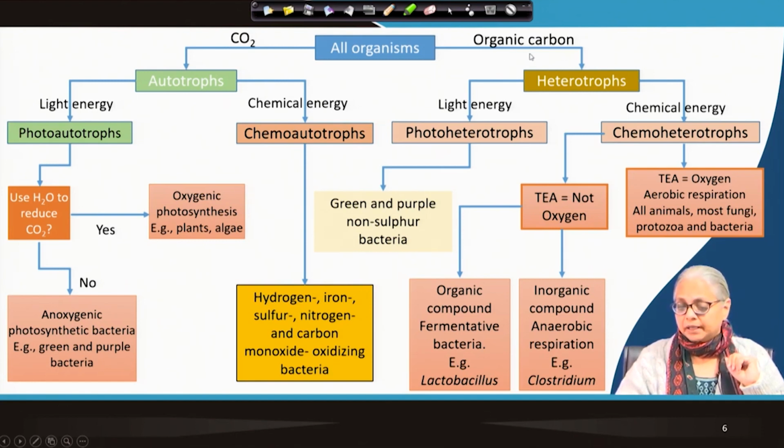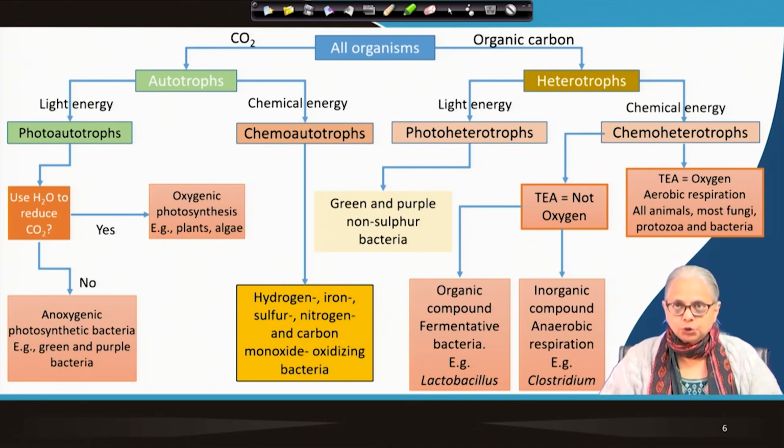Here we come to organic carbon. So here we have the heterotrophs. Again, the heterotrophs have two choices: light energy or chemical energy. If they are using light, then they are photoheterotrophs. If they are using chemical energy, they are chemoheterotrophs. The best known groups of bacteria that are capable of being photoheterotrophs are green and purple non-sulfur bacteria. So we will go into some detail in subsequent topics.